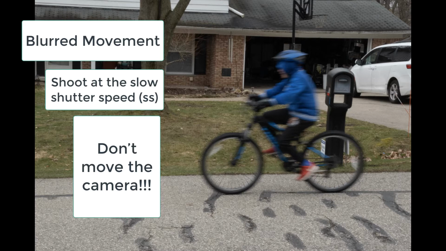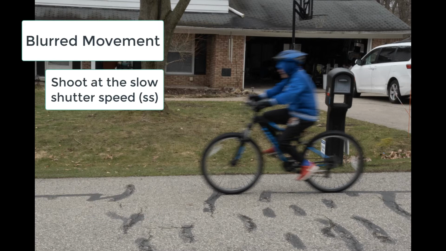We want everything in the picture that's not moving to be crystal clear, and only the subject's movement to appear blurry. So again, he's not even riding that fast, and 1/60th of a second gave us pretty good blur.